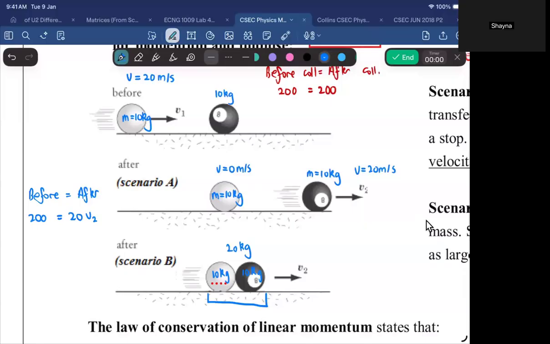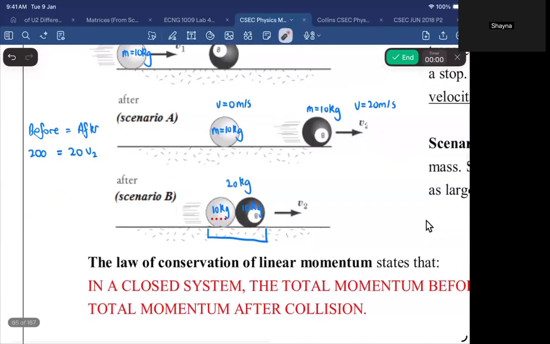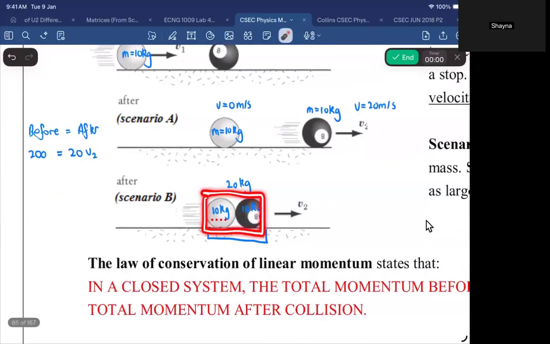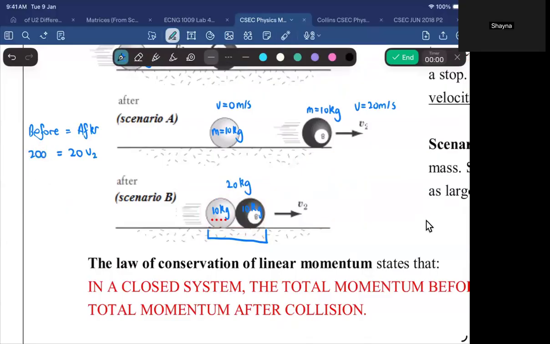One second. So the combined mass is 20 kg, right? By velocity. Oh no, it will work out. It will work out. Yeah, it will work out. So we have 200 is equal to 20 times V2.